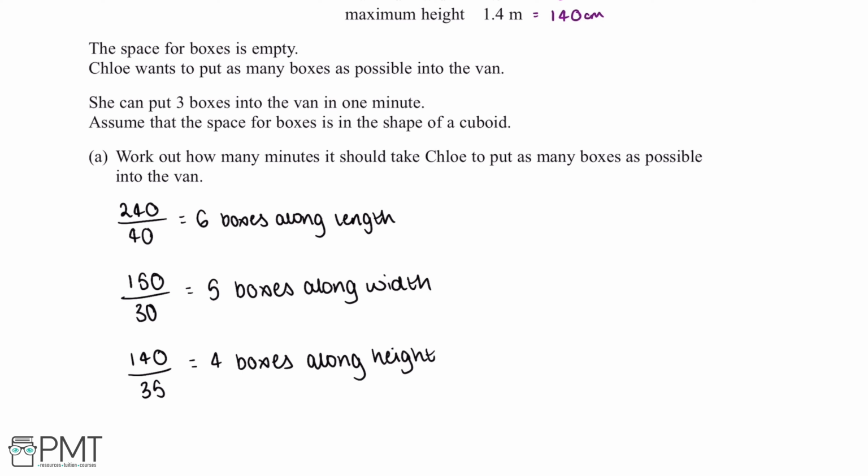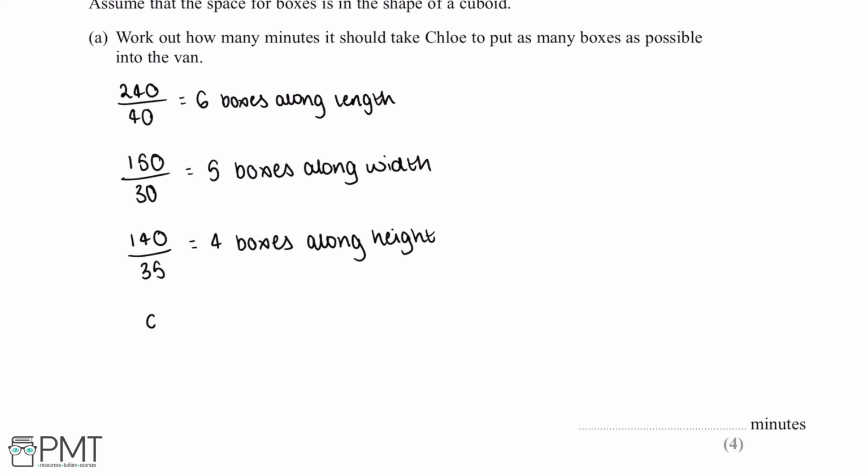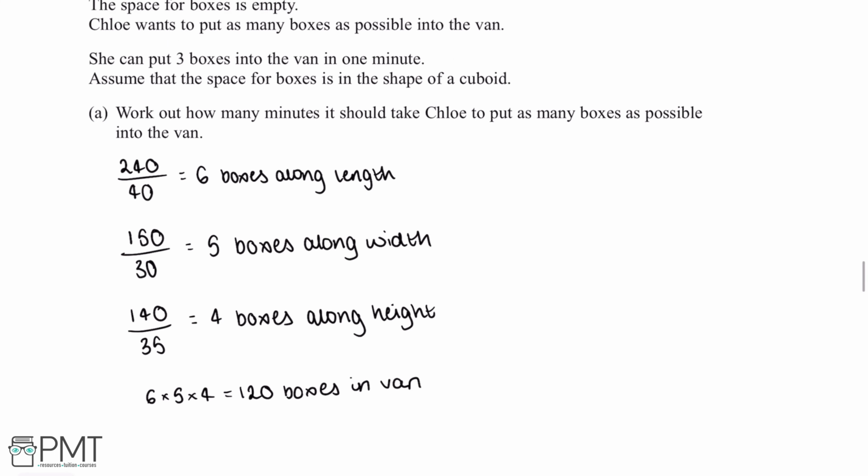So 6 boxes will fit along the length of the van, 5 boxes along the width, and 4 boxes along the height. In order to work out how many will fill the full van, we need to multiply these 3 numbers together. 6 multiplied by 5 multiplied by 4 gives us 120 boxes.